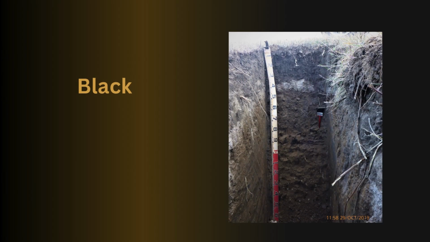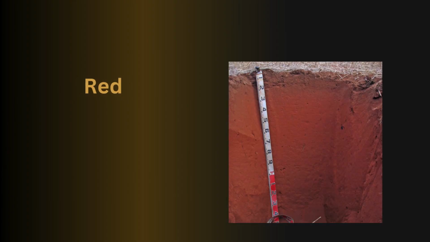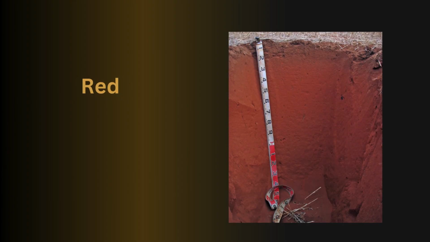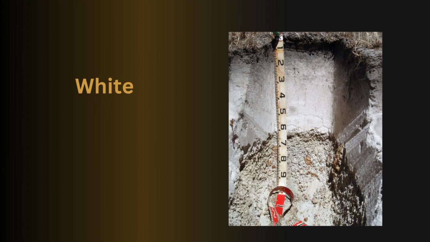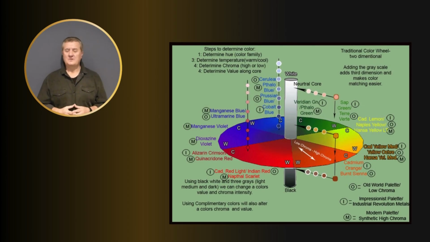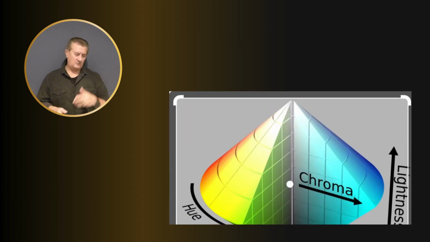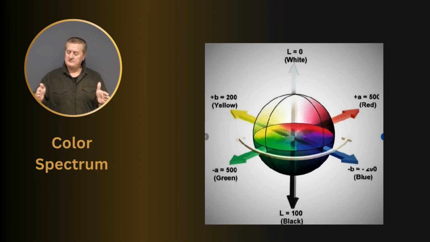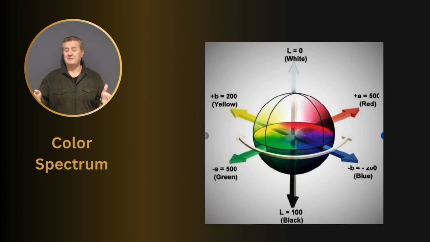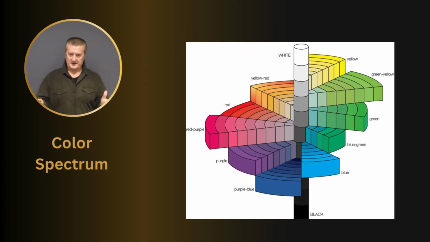For example, black soil color is mainly due to organic matter. Red color is directly related to iron and aluminium oxides, whereas white soil color is mainly due to silica, carbonates, and salt. However, when we say black soil color, white soil color, red soil color, that actually means the whole spectrum or whole range of black colors or white colors or red colors, visible colors.